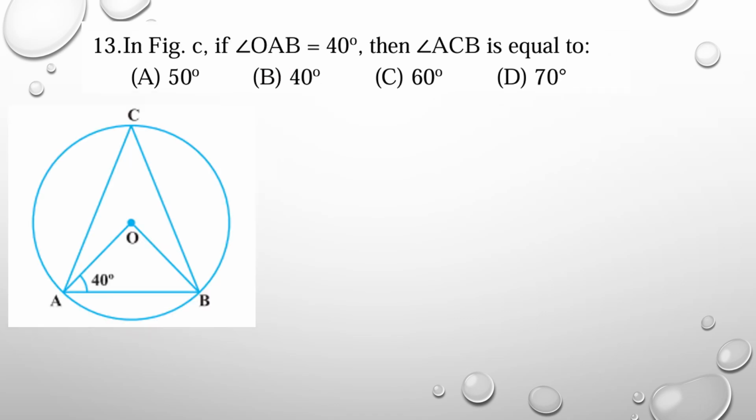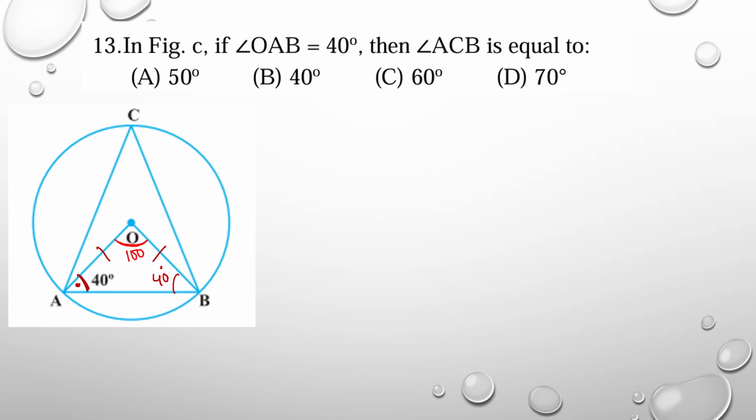Next, in this figure, angle AOB. Angle AOB is 40. If this one is 40, this one is also 40. Why? Because AO is equal to OB. Both are radii of the same circle. This makes triangle AOB an isosceles triangle. Isosceles triangle में क्या होता है? Opposite angles are equal. If these two are 40 degree, 40, 40, 80. So what about the third angle? Third angle will become 100.